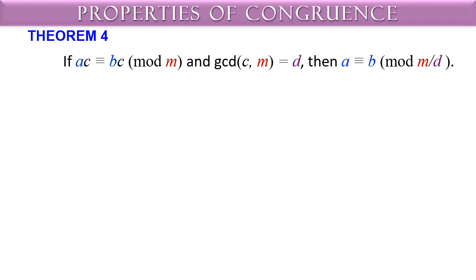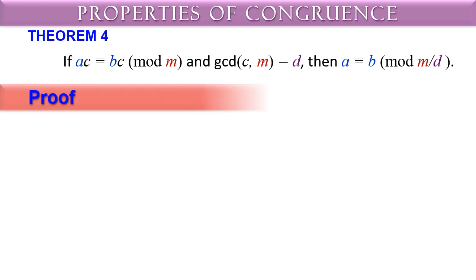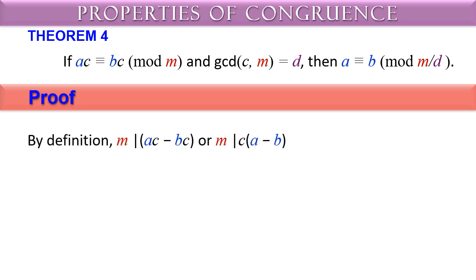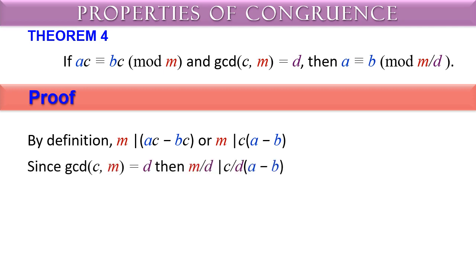Theorem 4 states that if ac is congruent to bc modulo m and the GCD of c and m is d, then a is congruent to b modulo m divided by d. To prove this, since ac is congruent to bc modulo m, then by definition, we say that m divides ac minus bc or m divides c times a minus b. Since it is also stated that the GCD of c and m is d, it follows that m divided by d divides c divided by d times a minus b.